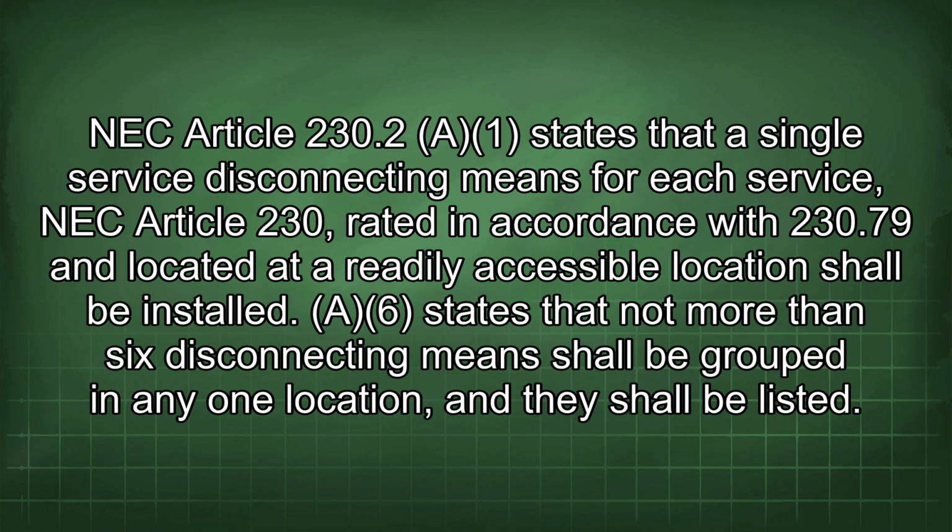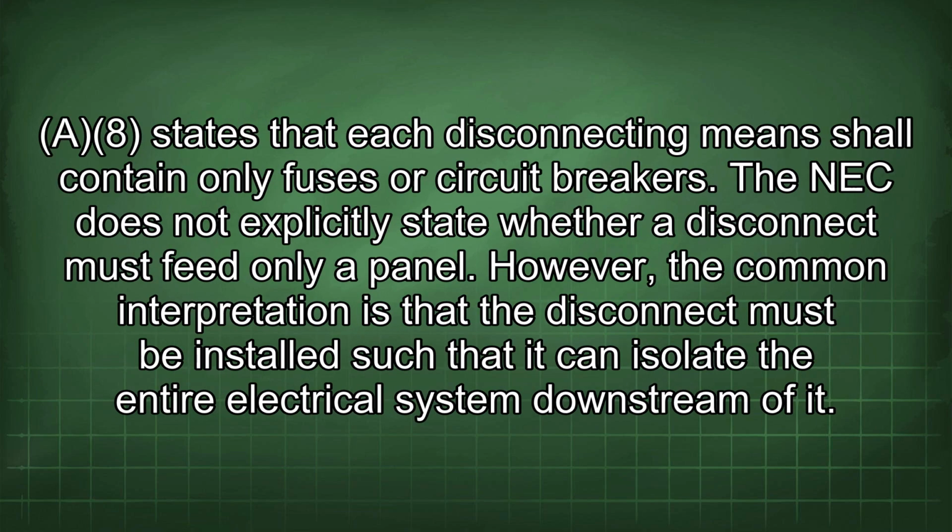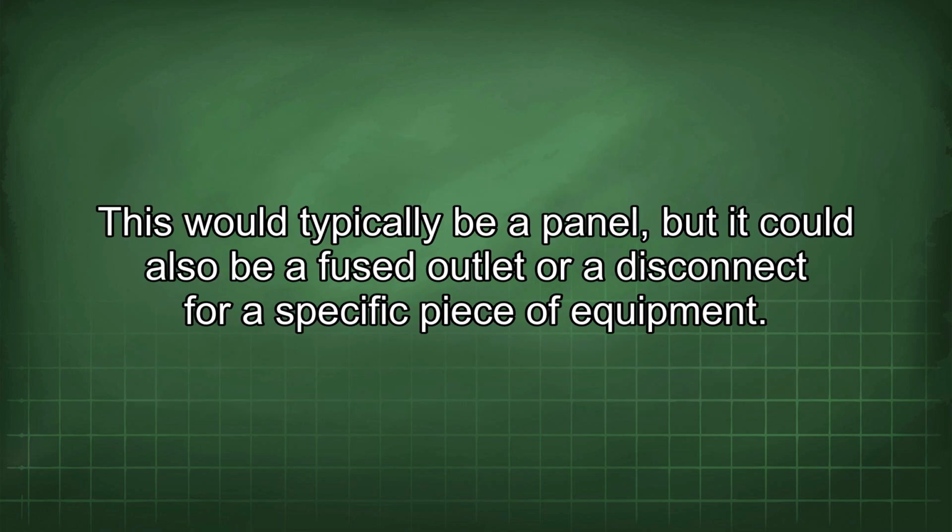(a)(6) states that not more than 6 disconnecting means shall be grouped in any one location, and they shall be listed. (e)(8) states that each disconnecting means shall contain only fuses or circuit breakers. The NEC does not explicitly state whether a disconnect must feed only a panel. However, the common interpretation is that the disconnect must be installed such that it can isolate the entire electrical system downstream of it. This would typically be a panel, but it could also be a fuse outlet or a disconnect for a specific piece of equipment.